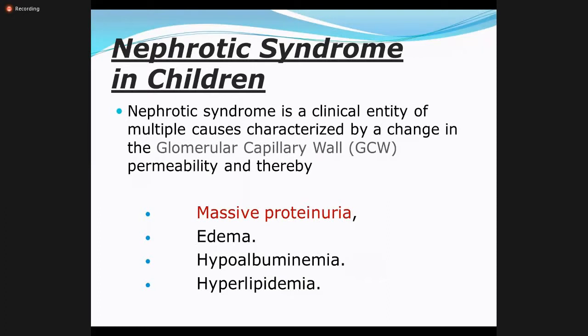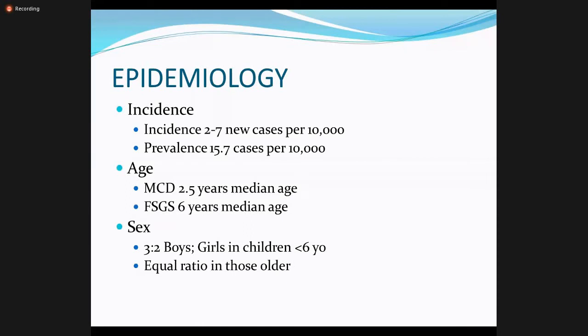It is more common in boys than girls, a 3:2 ratio. In those less than 6 years, the ratio is more towards the boys, but then the ratio is equal in the older age group. Familial incidence is present. A European survey shows 63 cases of 1,877 nephrotic syndrome patients had affected siblings. Familial nephrotic syndrome is similar with respect to histopathology, so the siblings have similar histopathology and steroid response.